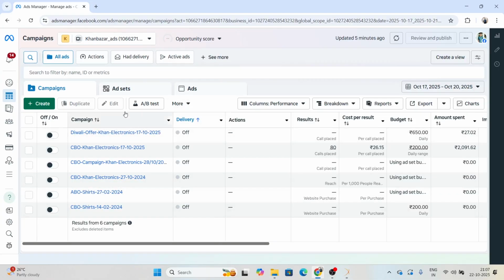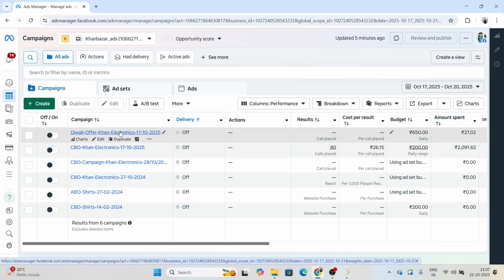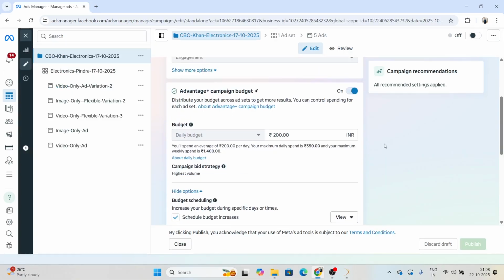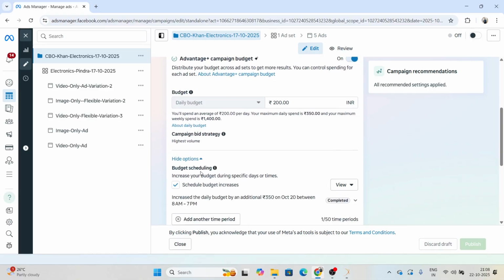Let's break down the campaign. This one is the main campaign. I was just tweaking around with this one, so we'll just start with this one. I'll just break it down. This is the campaign name. We are using campaign budget optimization. The budget, as you can see, is 200 rupees, but I was using budget scheduling.